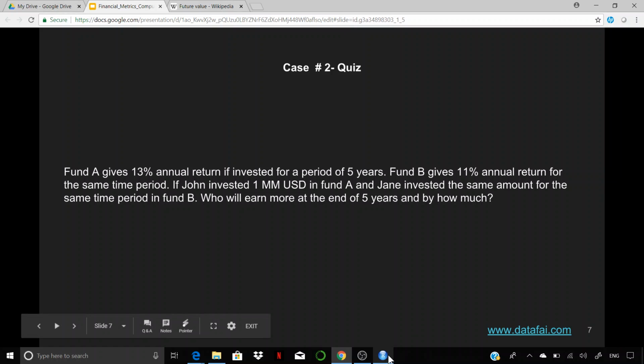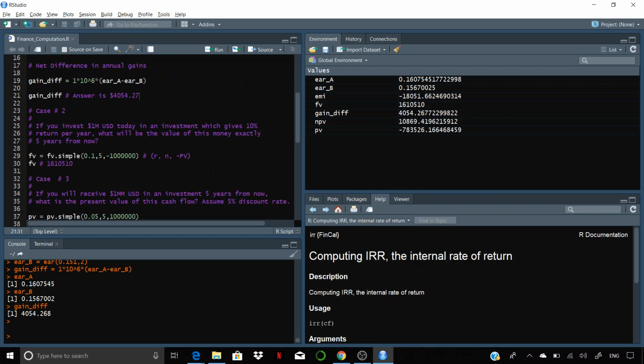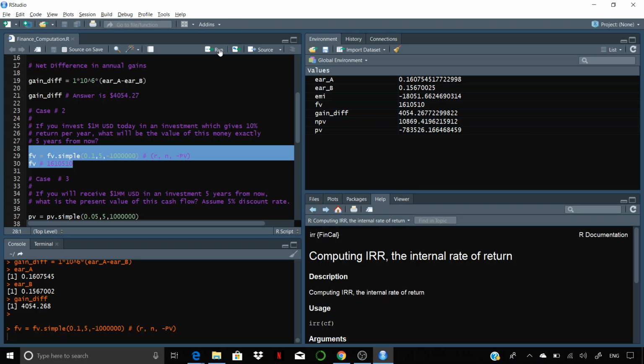Before I forget, let me quickly show you the math for the second case as well. This is very, very simple. As I showed earlier, you say future value dot simple, the interest rate, the period, the amount that you're investing, and then simply run the code, which comes out to be 1.6 million, which I have stated in the presentation. So this covers caselet 2.